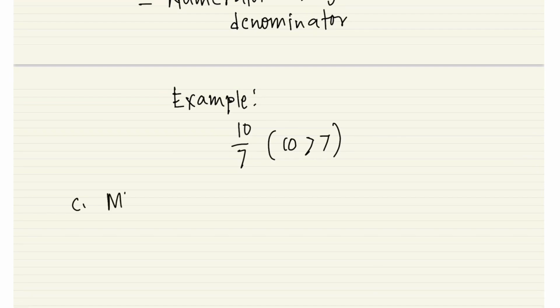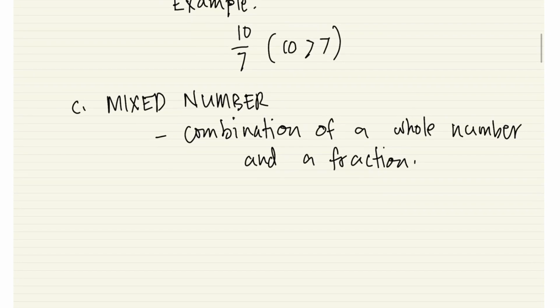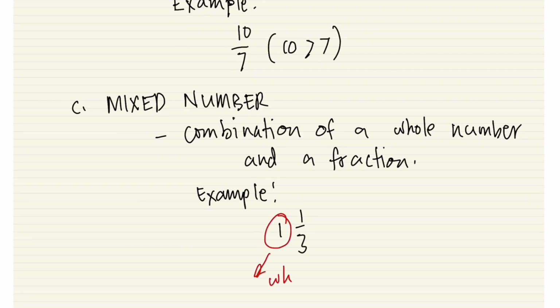And the third type of fraction is what we call a mixed number. A mixed number is a combination of a whole number and a fraction. For example, we have 1 and 1/3, of which 1 here is the whole number and 1/3 is our fraction.